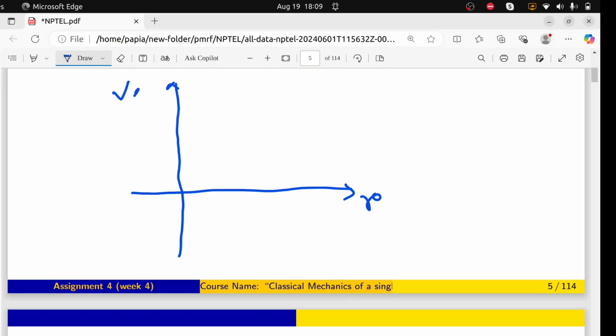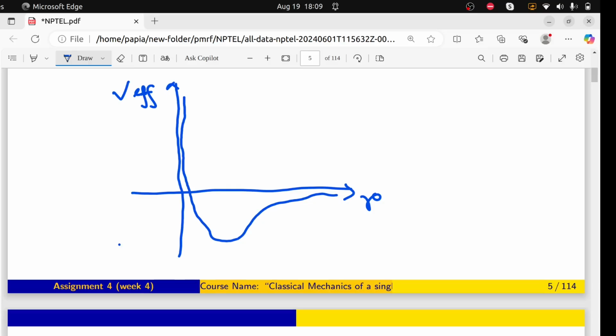It was given in a SAS lecture as well. You can see if V effective versus R we are plotting for inverse square law, the plot is looking like that, okay? I mean, it should be smooth. I am not making it that smooth.